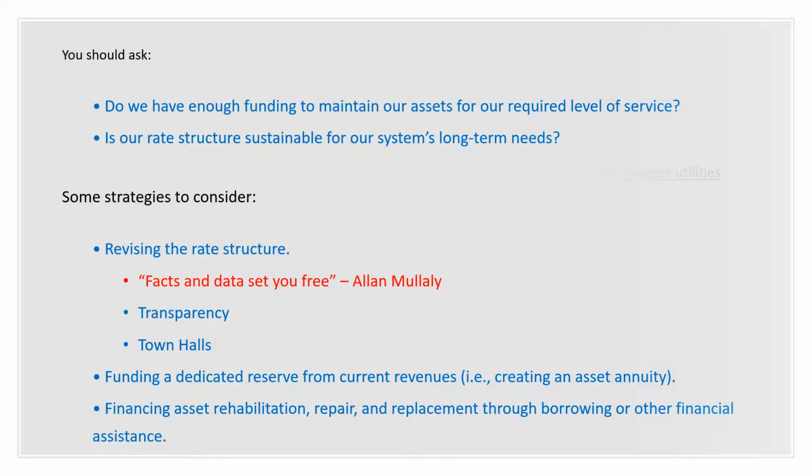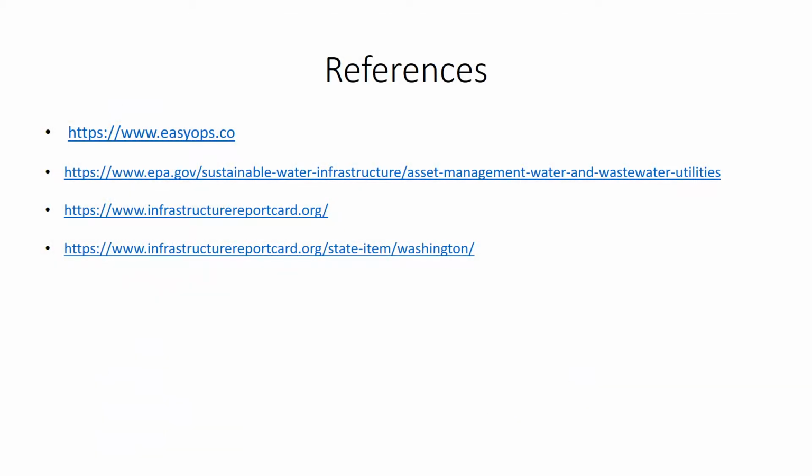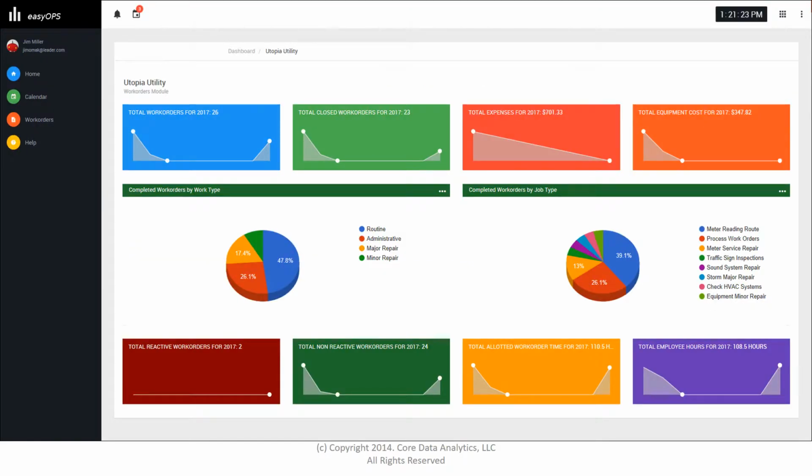So that's asset management, and here are the references. You can go to the EPA site, you can go to the ASCE report card, and depending on what state you're in, I'm in Washington State, so there's Washington State, and you can look and read more about this in depth. You can go to our site at easyops.co and see our computerized maintenance management system. So thank you for the opportunity of presenting this.